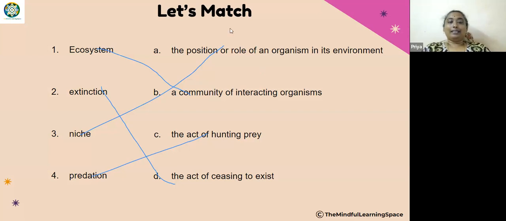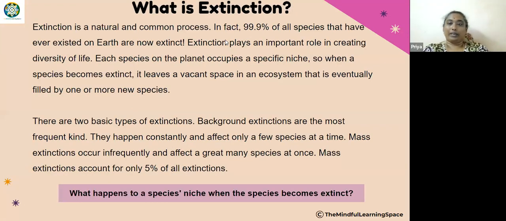So, extinction is just a natural and common factor, okay? 99% of the species that were existing are now extinct. There are two kinds of extinction, okay? One is background and one is mass. Mass extinction, as you know, occurs in huge numbers, like dinosaurs, okay? It occurs only because of a huge natural phenomenon, like a flood, a drought, a meteoroid or an asteroid hitting the earth. Background extinctions are very frequent. They occur only for a few species at a time.